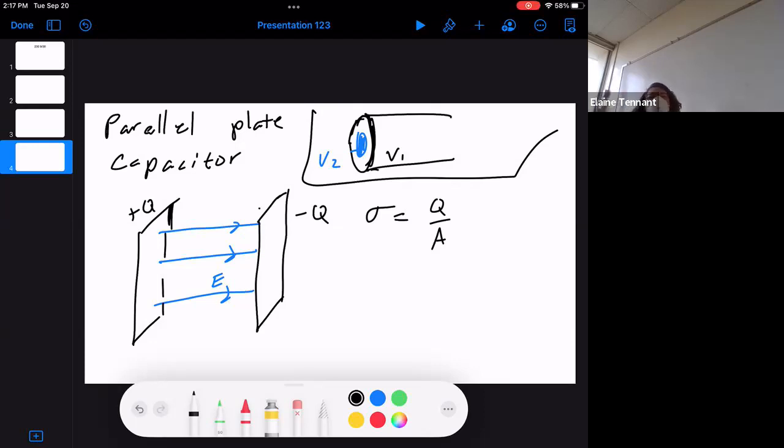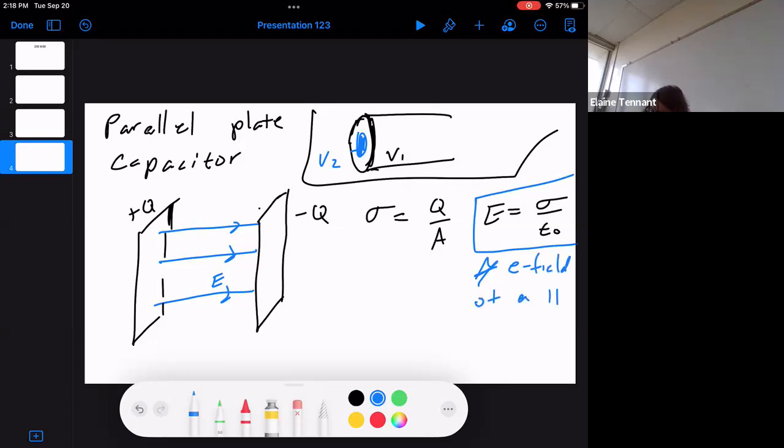And then we said, okay, if we have two infinite sheets right next to each other, the total electric field in the center would just be twice that. And that's where we ended up with sigma over epsilon naught. Sound okay? Okay, so we're going to keep this in our head. This is the electric field of a parallel plate capacitor, where sigma is the charge over the area.